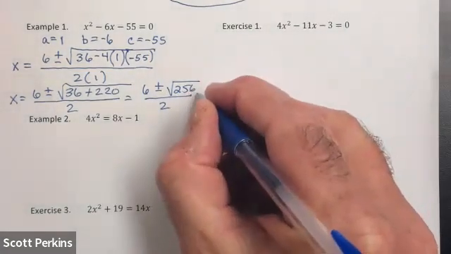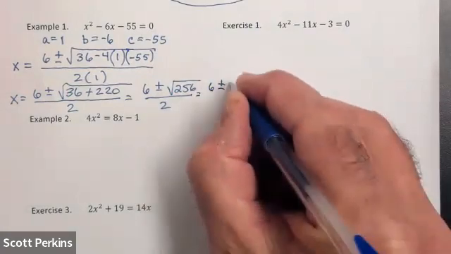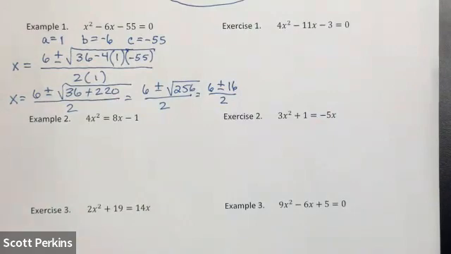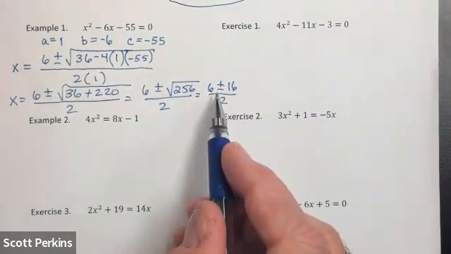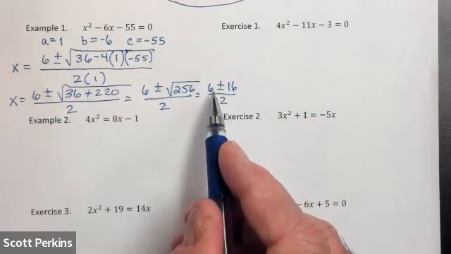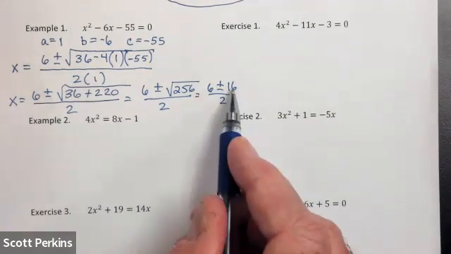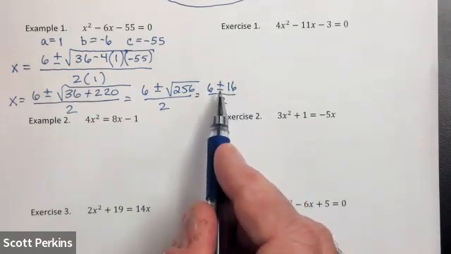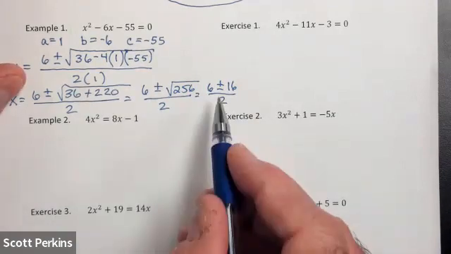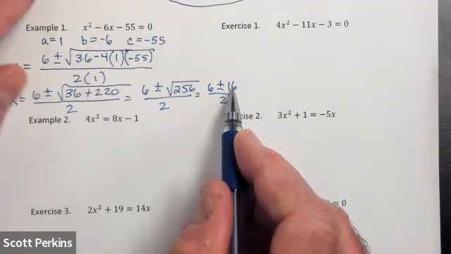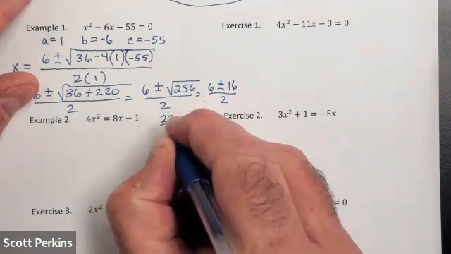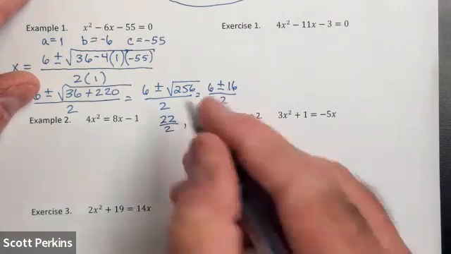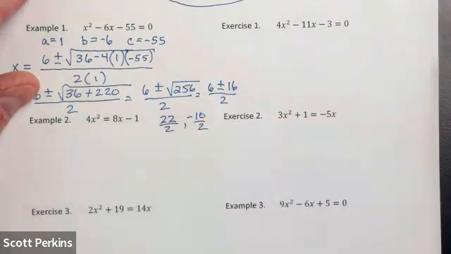So here's what I've got. I've got 6 plus or minus 16 over 2. And here's what the plus or minus symbol right there means in case you've never seen it. What you're going to do first is add the 2 numbers on the top, and that's going to give you one of your answers. And then you're going to go back and subtract the 2 numbers on the top, and that's going to give you your second answer. So the first one, 6 plus 16, that's 22 over 2. And then the second answer, 6 minus 16, is negative 10 over 2.